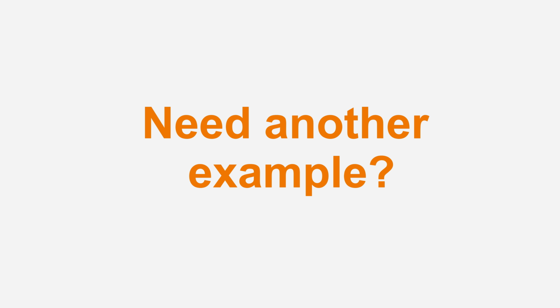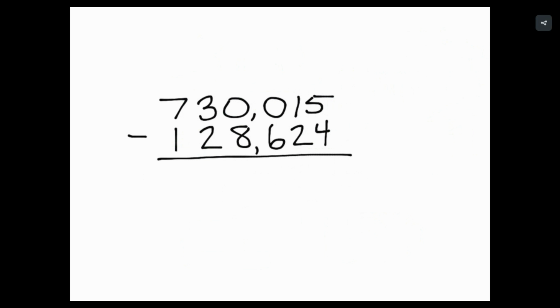Need another example? Let's try this one. 730,015 minus 128,624. You begin by subtracting just like normal. 5 minus 4 equals 1. 1 minus 2, well, I can't do that, so I better borrow. But now I'm borrowing from a 0, which I can't do.